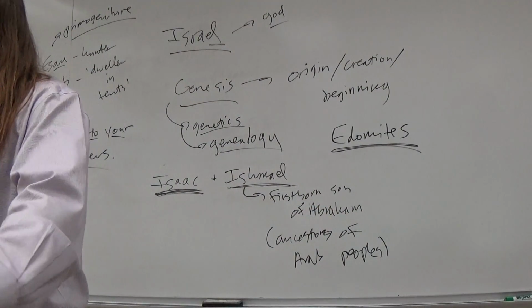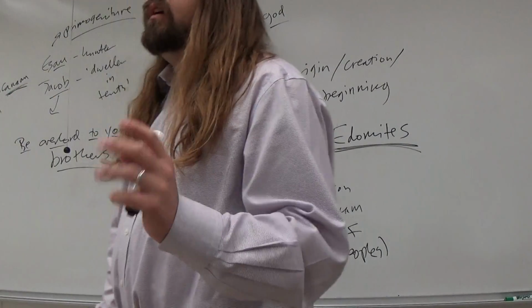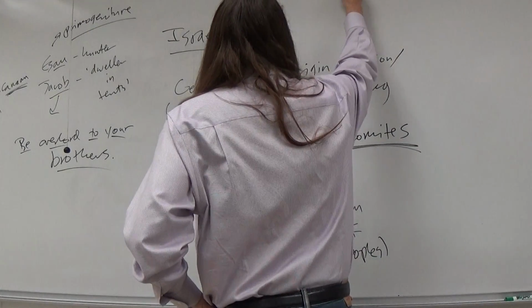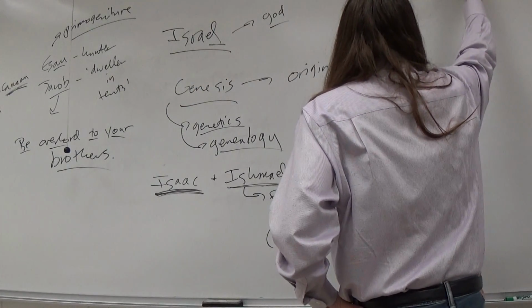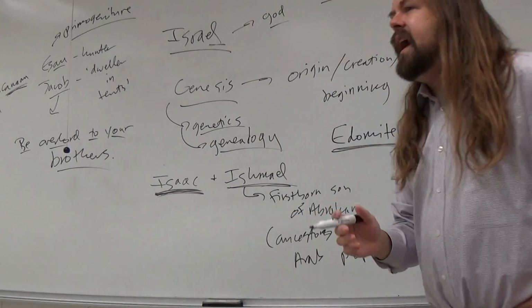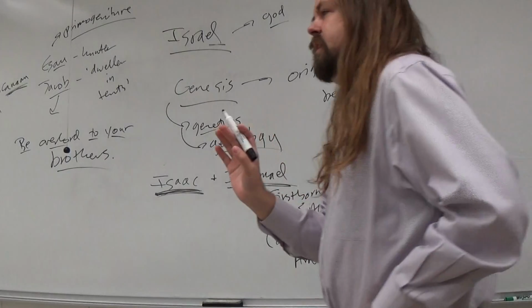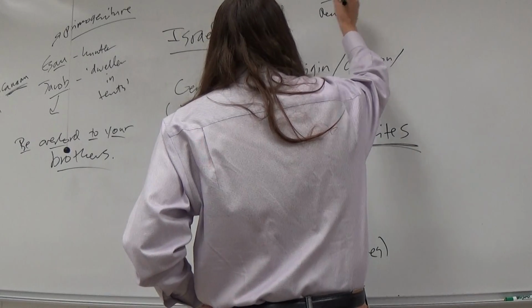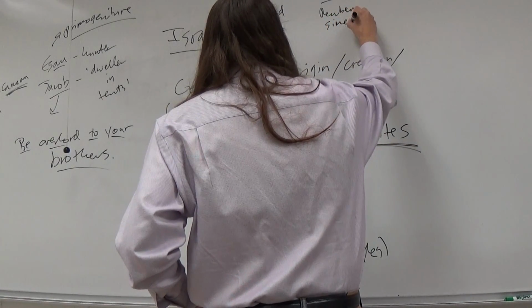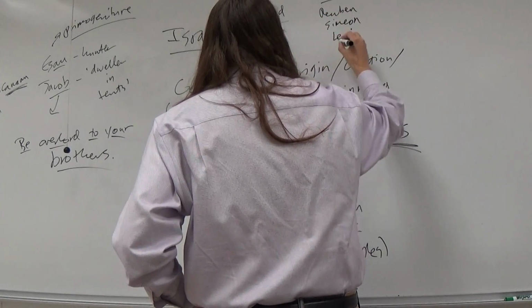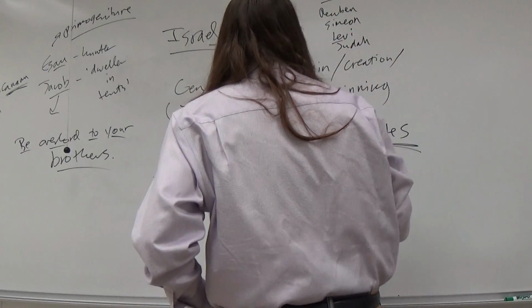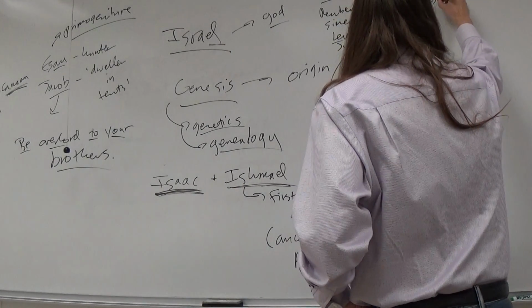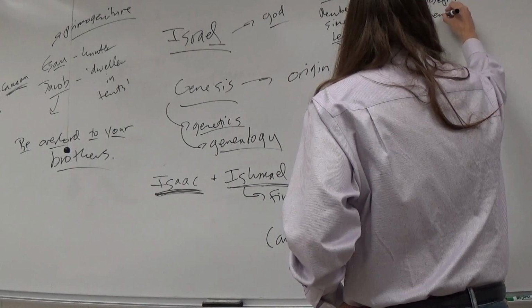We don't get this portion in the anthology, but in the story of Jacob, Jacob has two wives, Leah and Rachel. He has legitimate sons by each wife. The sons of Leah, I believe, are Reuben, Shimon, Levi, and Judah. The sons of Rachel are Joseph and Benjamin.